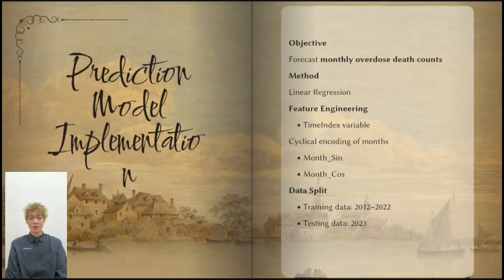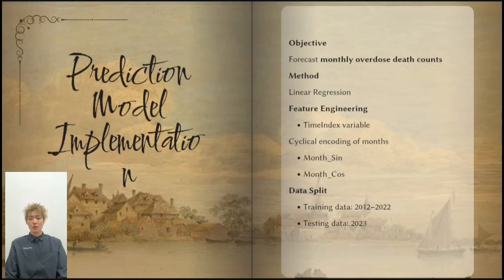Now I will explain the second data mining task in our project, which is prediction. The goal of this task is to predict the number of overdose deaths each month. Instead of predicting a category like yes or no, prediction focuses on guessing a number. In this case, we want to predict how many deaths may happen in certain months.